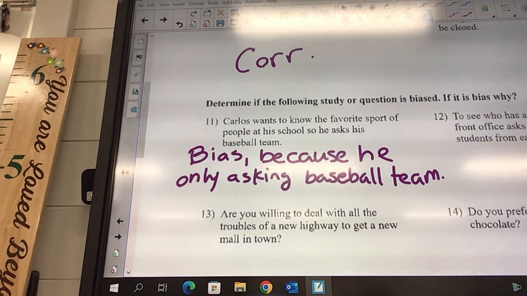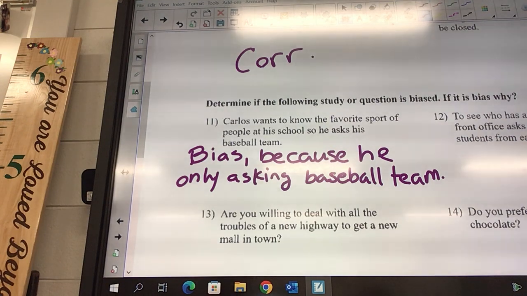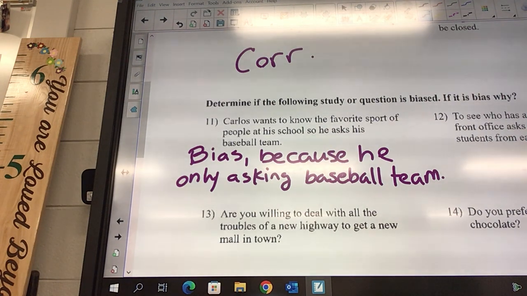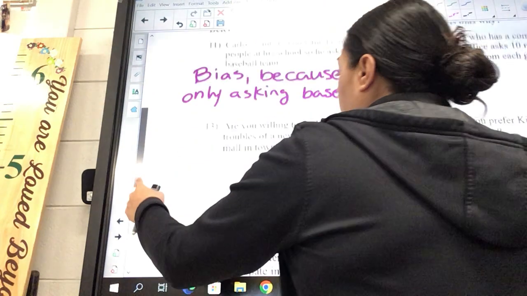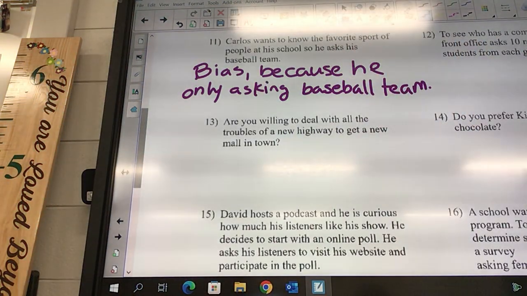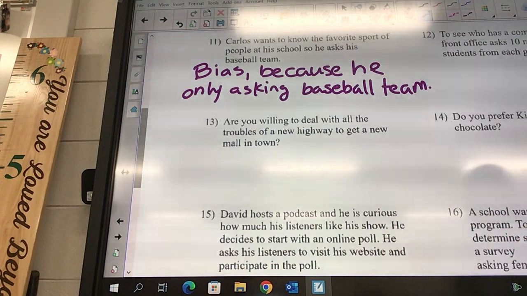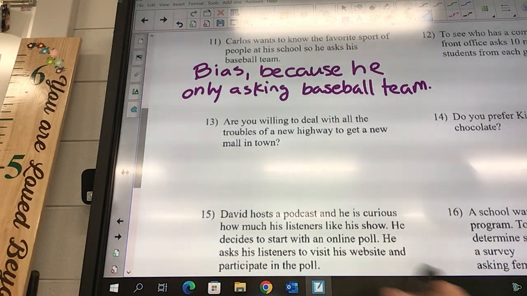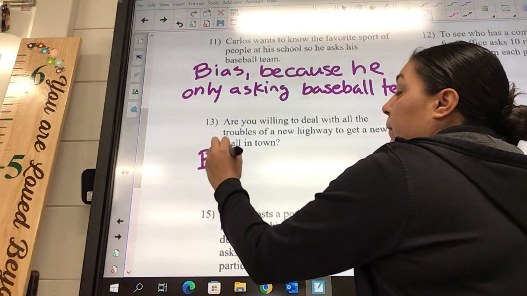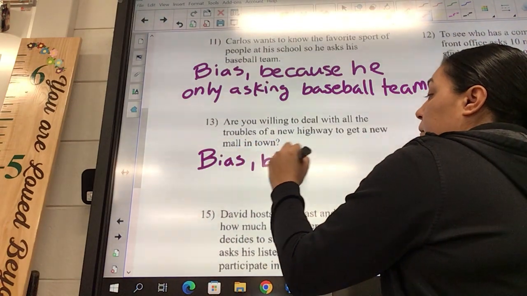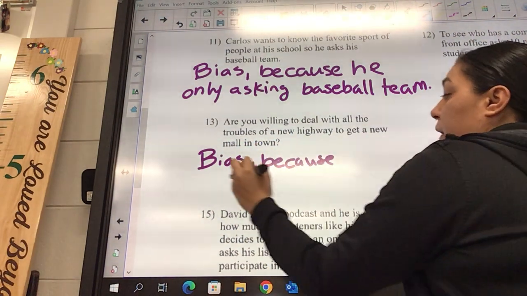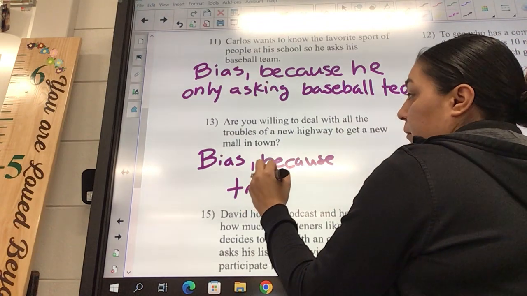Okay, are you willing to deal with all the troubles of a new highway to get a new mall in town? Is that biased or not biased? Why? Because it's talking negatively about what suits them better, like what they want to do better. So, like, not doing it, should say going through all the trouble. The troubles is that keyword. Okay, so it is biased, because of the word troubles.